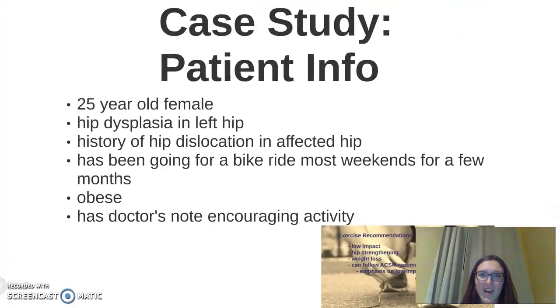So, all right. My case study for this is a 25-year-old female. She presents with hip dysplasia in her left hip and has a history of hip dislocation in the affected hip. She has been going for bike rides most weekends for a few months now and is obese. She also has a doctor's note encouraging activity.